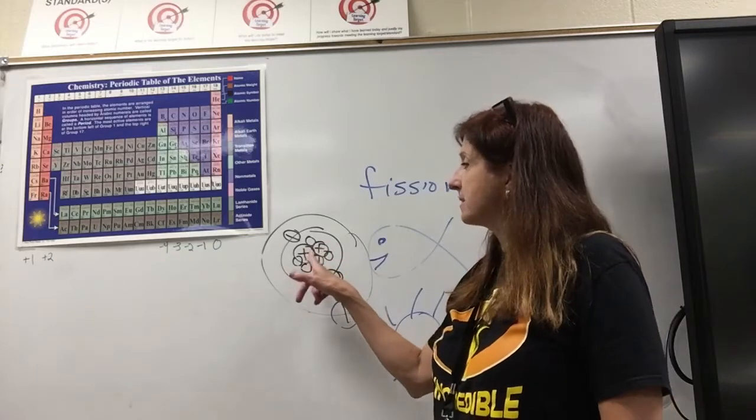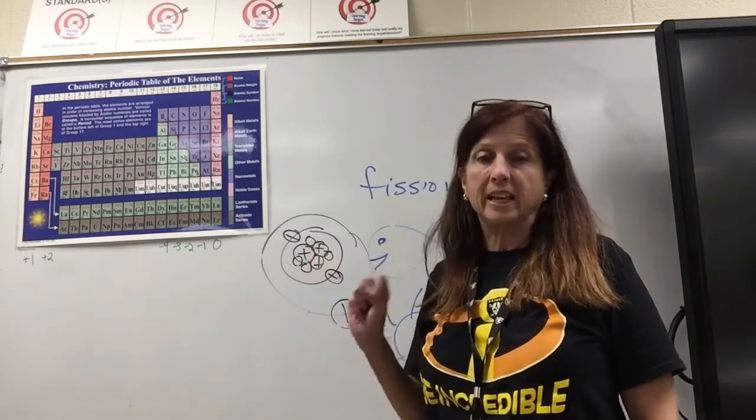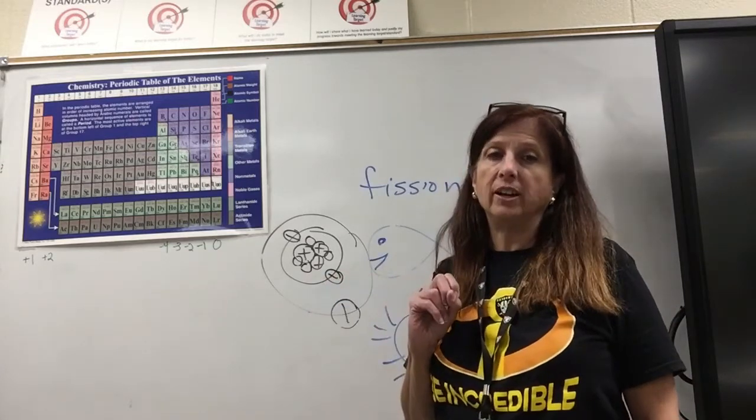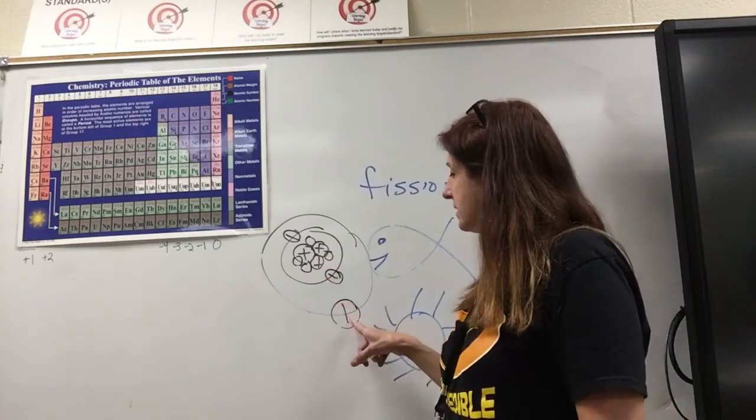What is the mass of a proton? Well, we say that its mass is 1. And what is the mass of a neutron? It is also 1. And what is the mass of an electron?